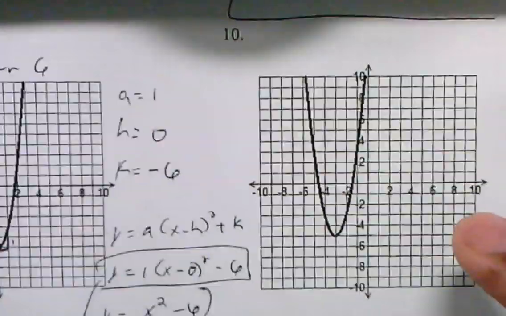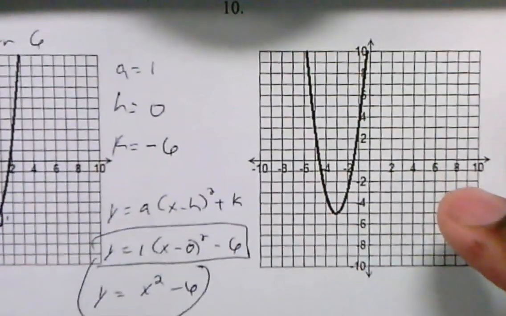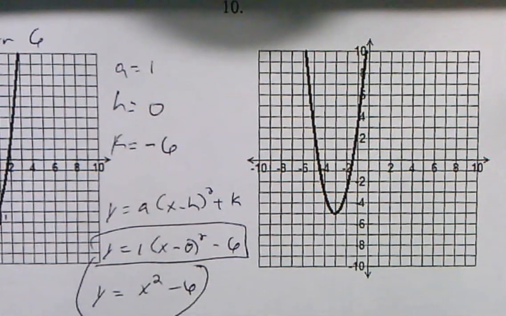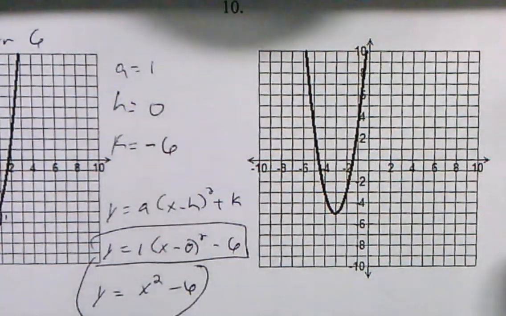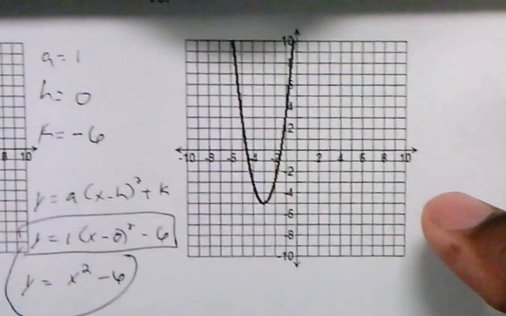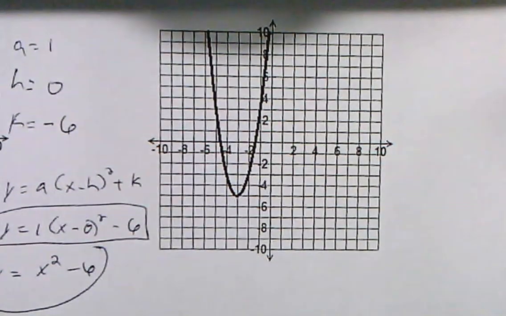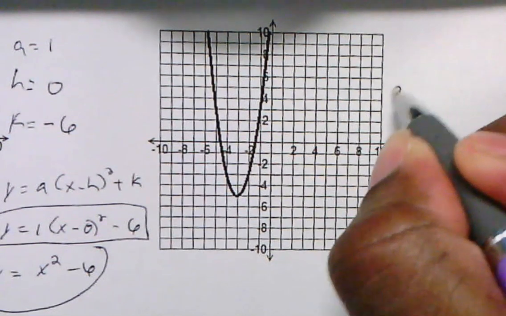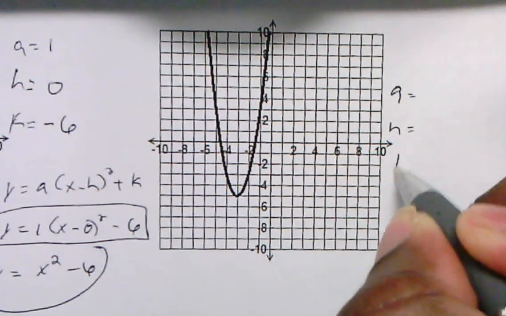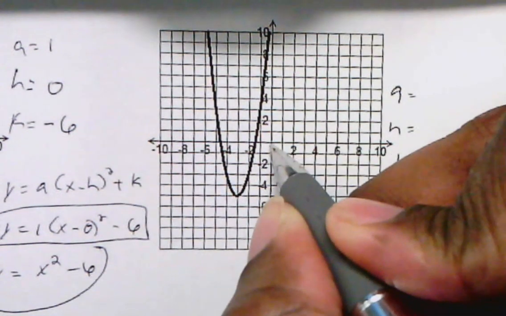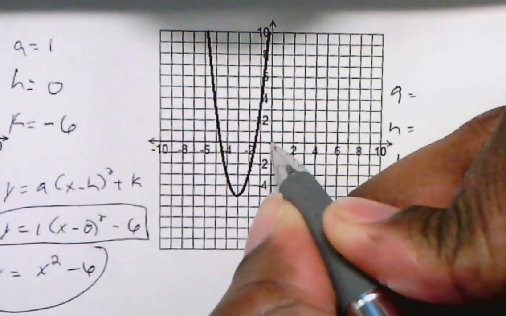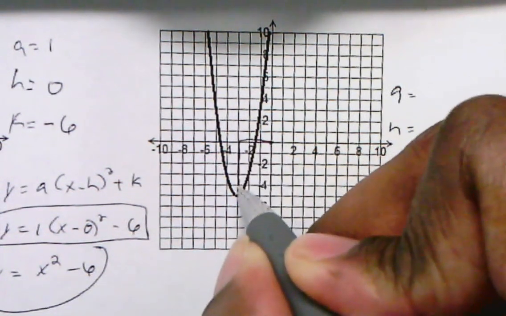All right, one more just like that one. Take a look at it. Pause the video and see if you can decide what A, H, and K is. So pause the video and see if you can figure that out on your own. I hopefully gave it a shot. And now A, H, and K. So again, for H and K, you start at the origin and you decide how far you go over and down to get to the vertex.